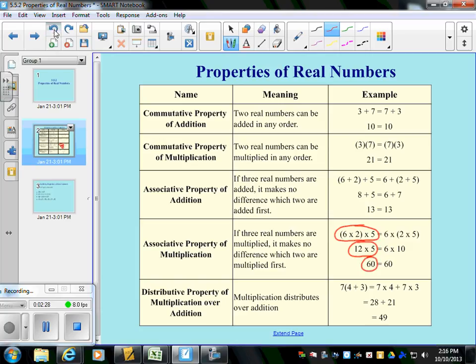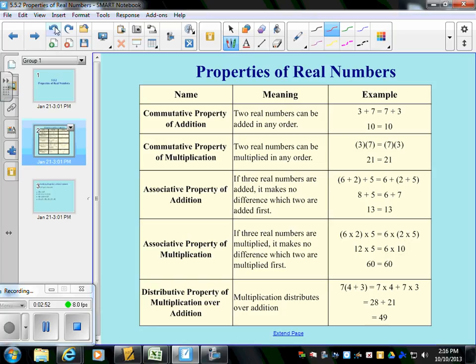On the right side, we're multiplying the same three numbers, except in this case, we are multiplying the 2 times 5 first because it's in parentheses. 2 times 5 is 10. 6 times 10 is 60. So once again, you can see that we're multiplying three numbers together, and it does not matter which two numbers we multiply together first.